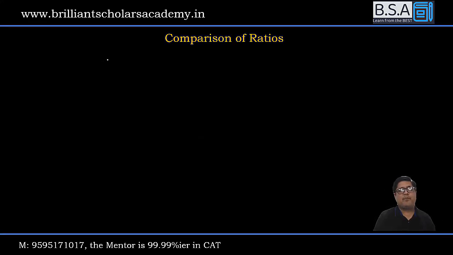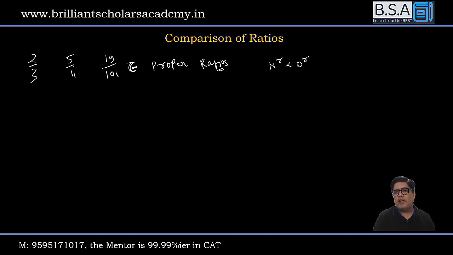Observe this. How is this different from the previous one? Again, I have told you, if I write numbers like 2 by 3, 5 by 11, 19 by 101, random numbers, they all belong to proper ratios. What is a proper ratio? The numerator is below a denominator, that is called a proper ratio.